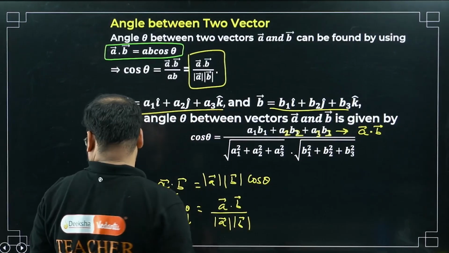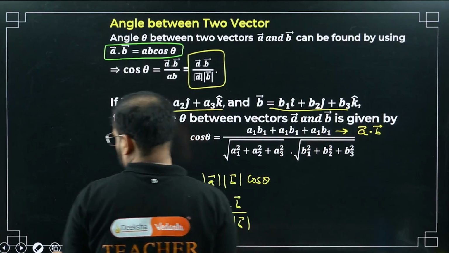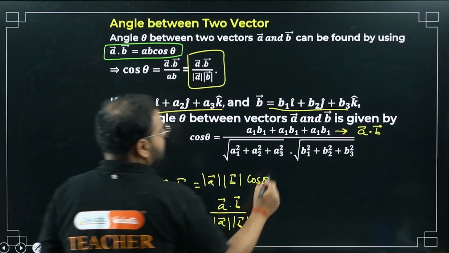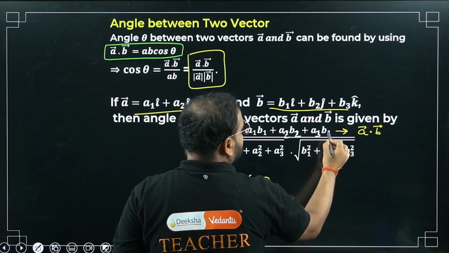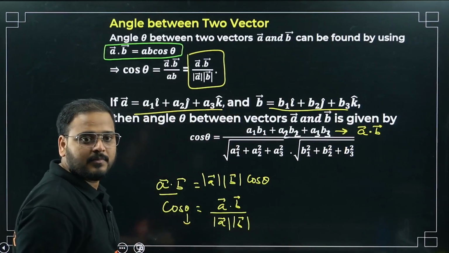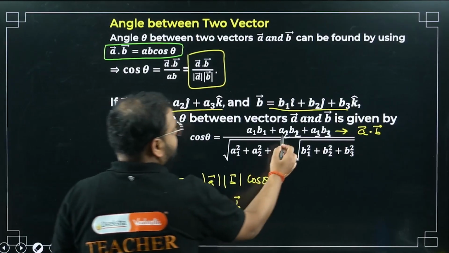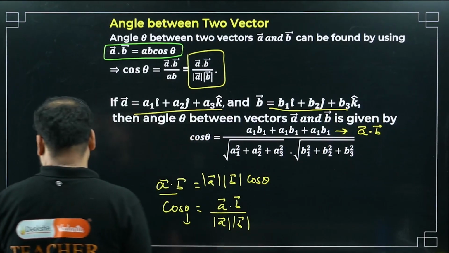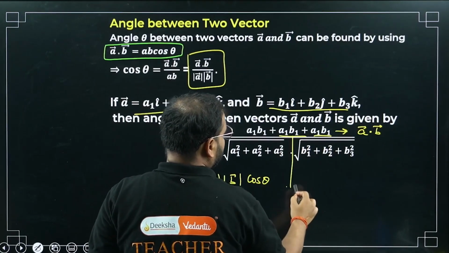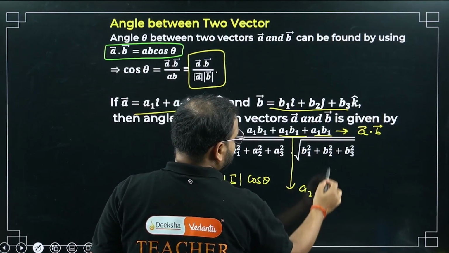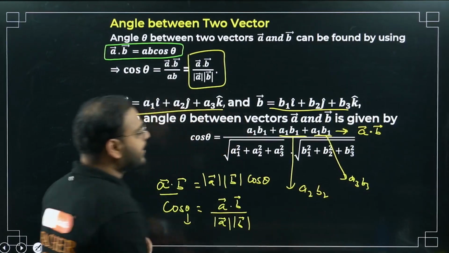I don't know if it's visible or not, so let me just rewrite it. This is going to be A2 B2, A3 B3. Not visible? I'll write it again, no problem. Now this thing basically means, over here, this is A2 B2 and this is A3 and B3.